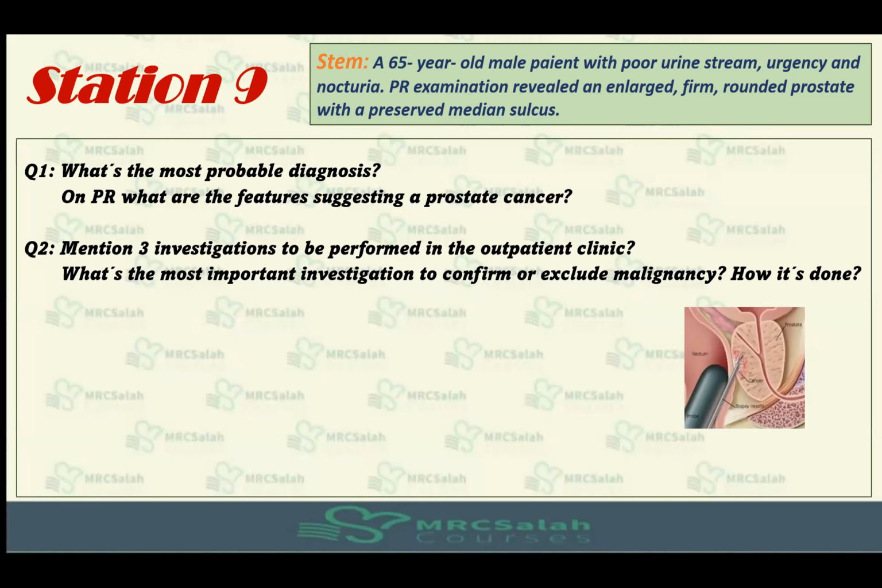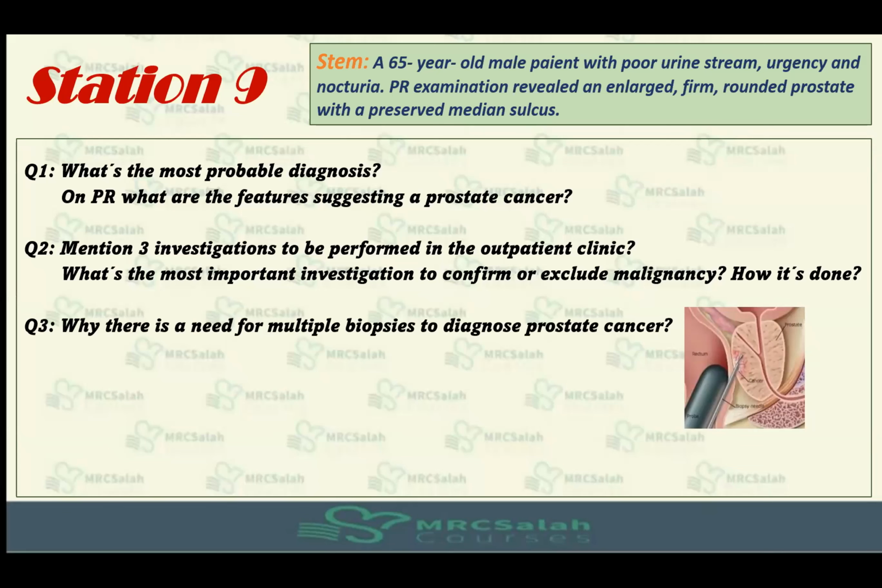So don't mention numbers. But you take multiple biopsies from the mid lobe, from the mid gland, and from the base, parasagittal. Yes. You're right, we take either 10, 12, 16, 18, but don't mention it unless asked. Why is there a need for multiple biopsies to diagnose prostate cancer?